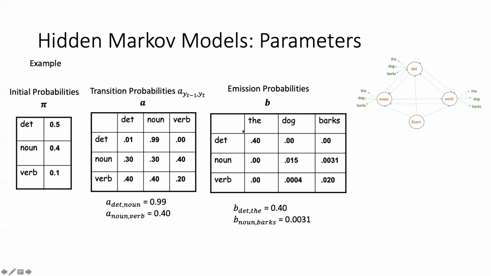After reaching a state, the HMM emits an observation word, which comes out of the vocabulary which we consider. In this particular case, the vocabulary is the, dog, barks. So the probability of emitting the word the in the determiner state is 0.04, which is indicated here, and the probability of emitting the word barks from the noun state is 0.031, which is indicated here. So these are the parameters involved in HMM. Let's define it more formally.